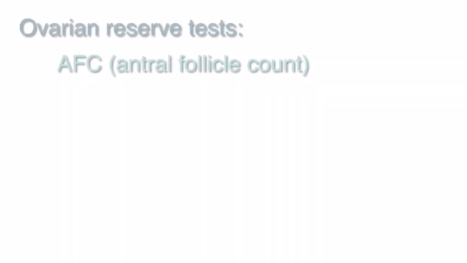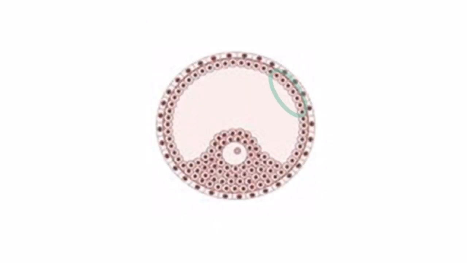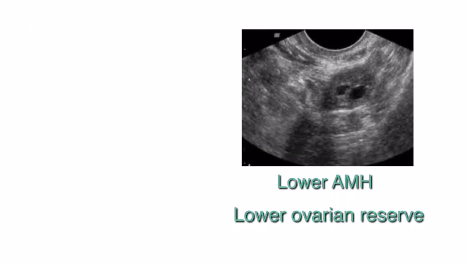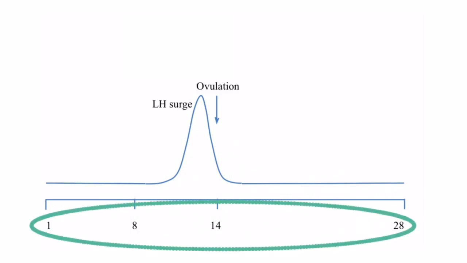The next test we'll talk about is AMH. AMH stands for anti-Mullerian hormone, and it is made by the cells that line the smallest follicles within the ovary. The more the follicles, the higher the AMH and the better the ovarian reserve. Similarly, the lower the follicle number, the lower the AMH and the lower the ovarian reserve. It is often the most convenient test to test for ovarian reserve just because it is not cycle day dependent and it can be checked at any point in the cycle.